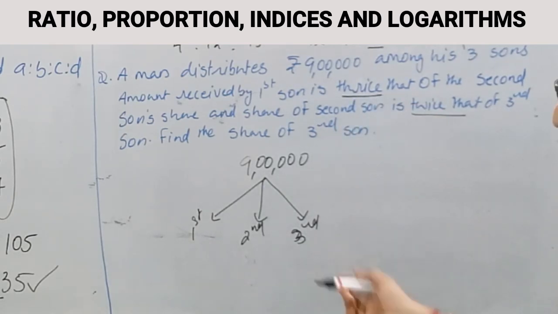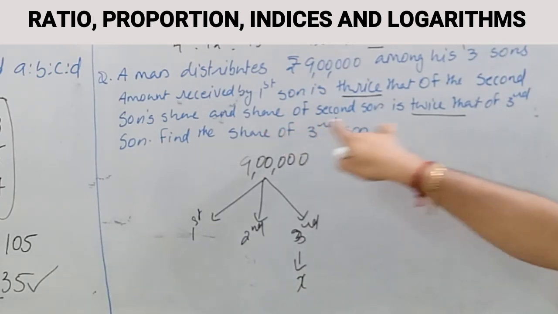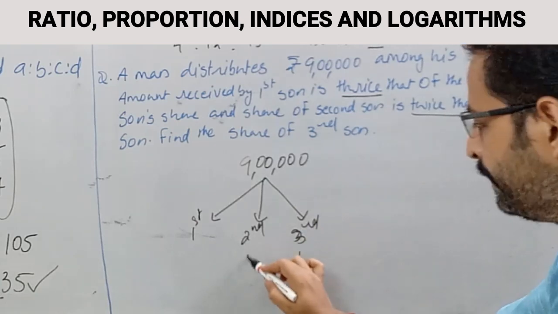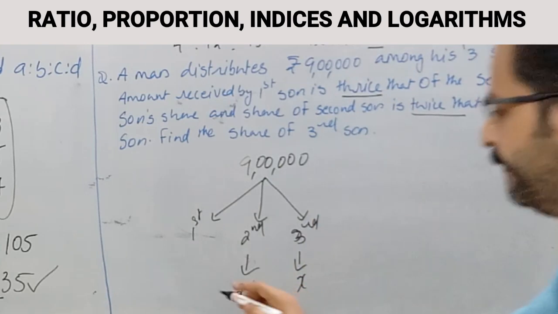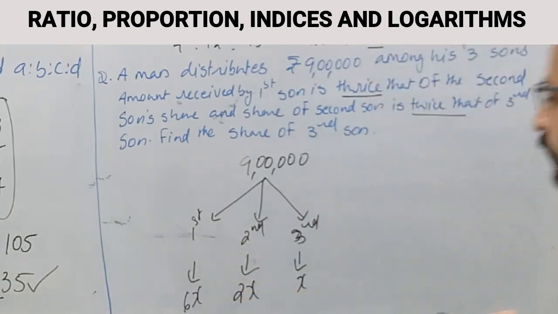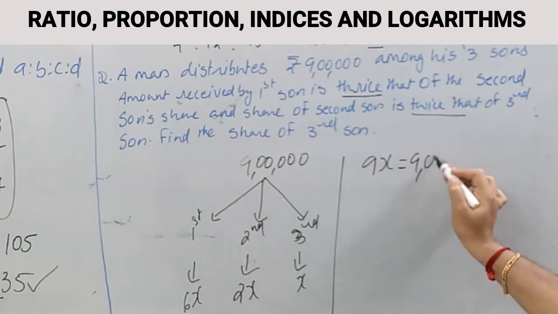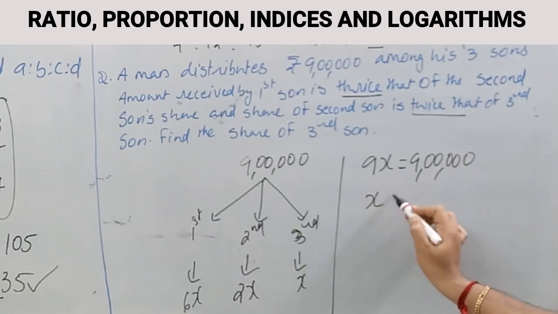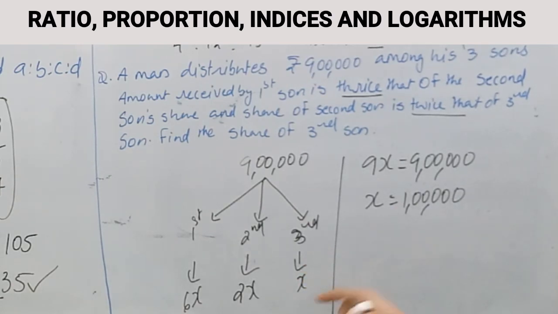Let the amount received by the third son be x. Then obviously the amount received by the second son will be twice that of the third son, 2x. The amount received by the first son is thrice that, that means 6x. Therefore, total 6x plus 2x plus x equal to 9x equal to 9 lakhs. Therefore, x is equal to 1 lakh. Therefore, the amount received by the third son will be x, that is 1 lakh.